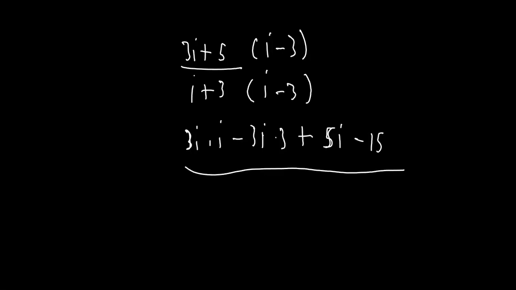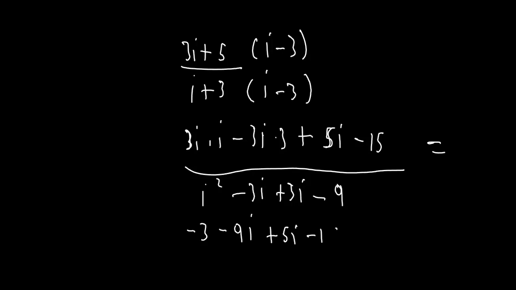Okay. i times i, you get i squared. i times negative 3, negative 3i. 3 times i, so plus 3i. 3 times negative 3, so that's just, oh yeah, negative 9. Okay. Here, I'll just write it a bit more simply. So we have i times i is just negative 1, so we get negative 3 minus negative 9i plus 5i, okay, minus 15.